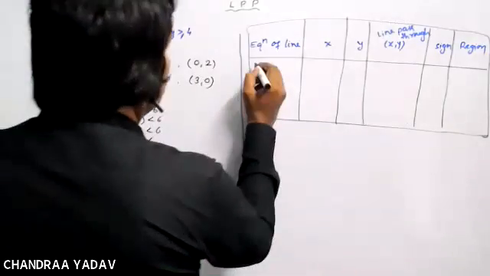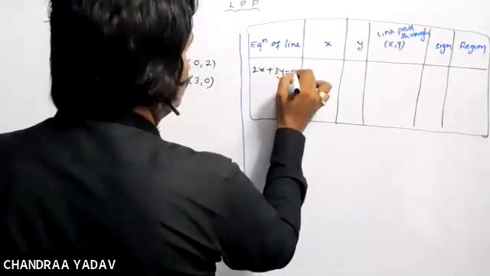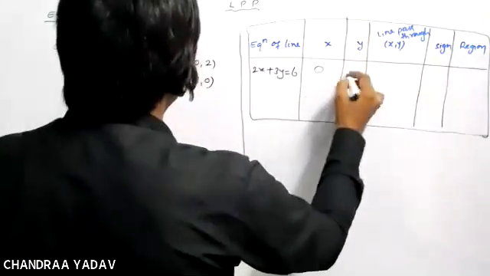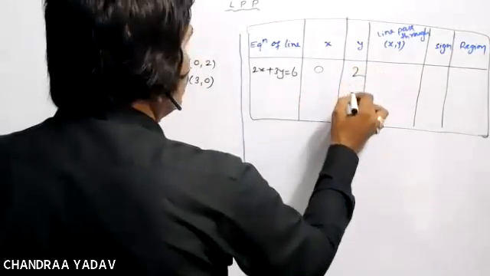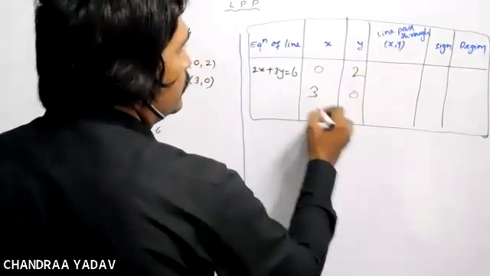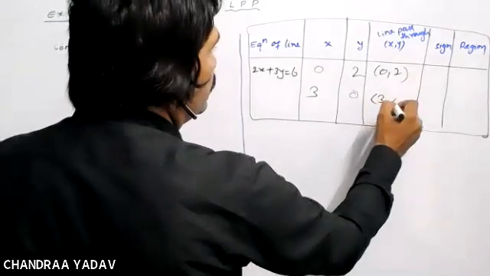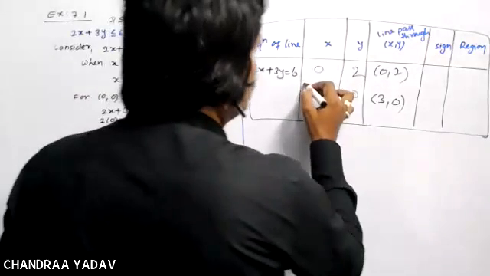So equation of line, that is 2x plus 3y is equal to 6. Same thing. When x is 0, y is 2. When y is 0, x is 3. So 0 comma 2. Here it is 3 comma 0. Right? Yes or no? Yes. Okay. This way.